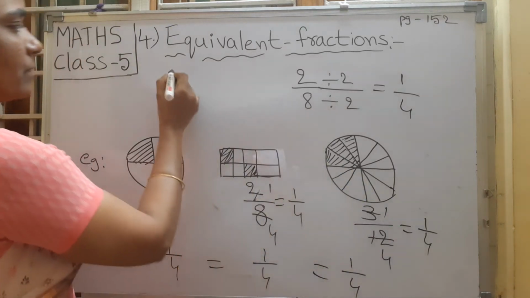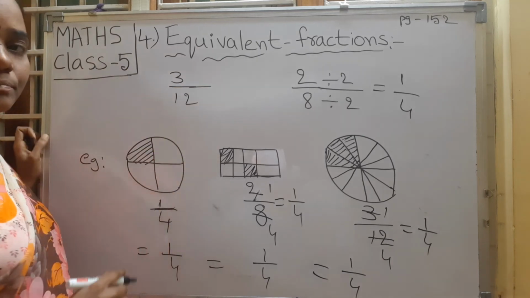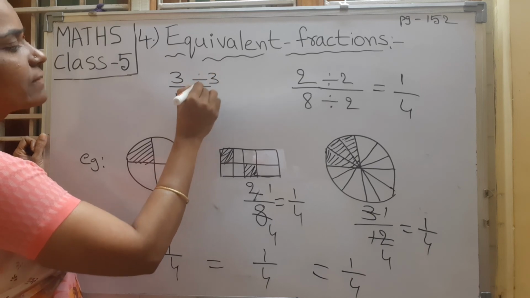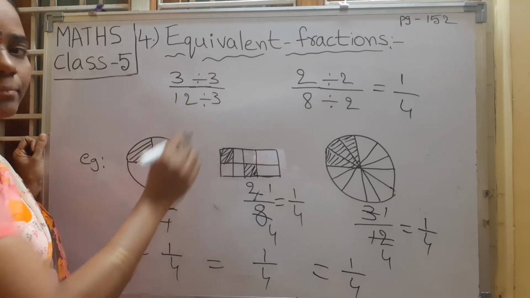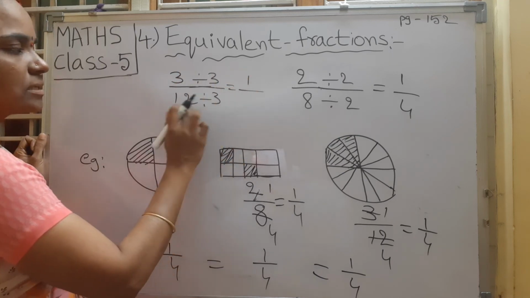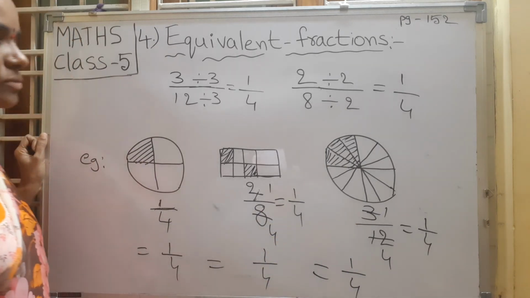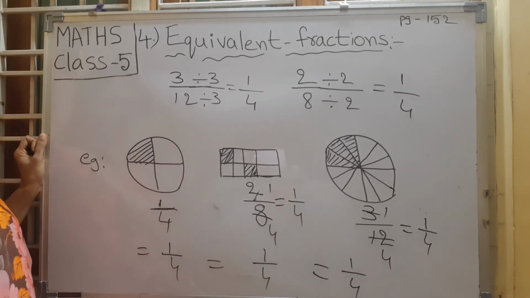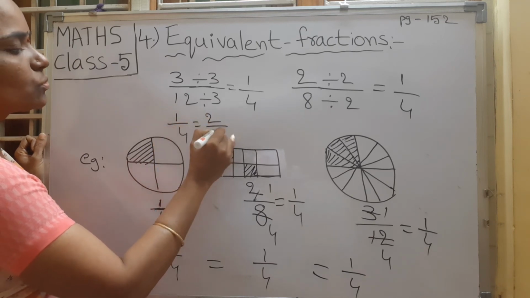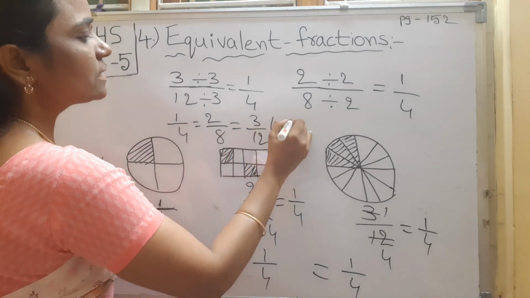Coming to 3 by 12, I am dividing the numerator and denominator by the same number. With 3 I am dividing now. Up and down I am dividing with the same number. 3 divided by 3 means 1. 12 divided by 3 means 4. So all fractions have the same value. So these are the equivalent fractions. What are equivalent fractions here? 1 by 4 is equal to 2 by 8 is equal to 3 by 12. These are the equivalent fractions.